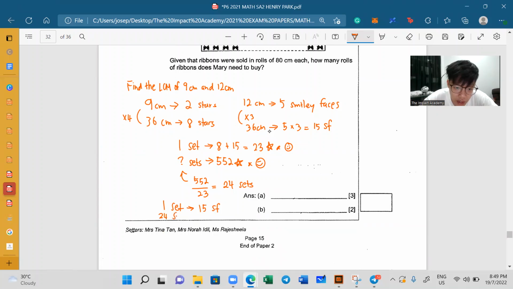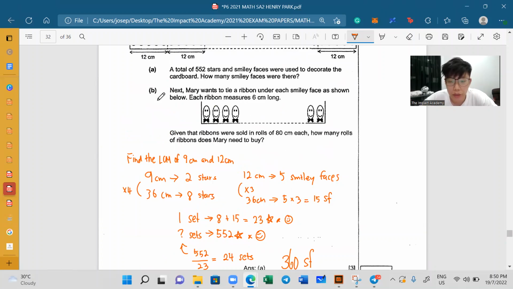If they want us to find the total number of smiley faces, I will have to do 24 times 15. And if you press your calculator, you will get 360 smiley faces. Okay, so that is the answer for A. All right, and that's how you do a question like that. Then I'm going to move on to B.